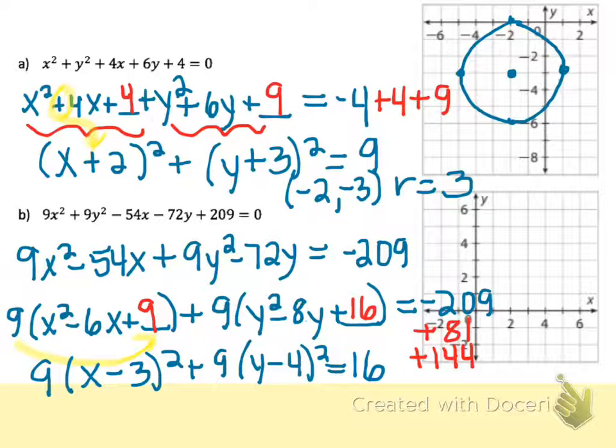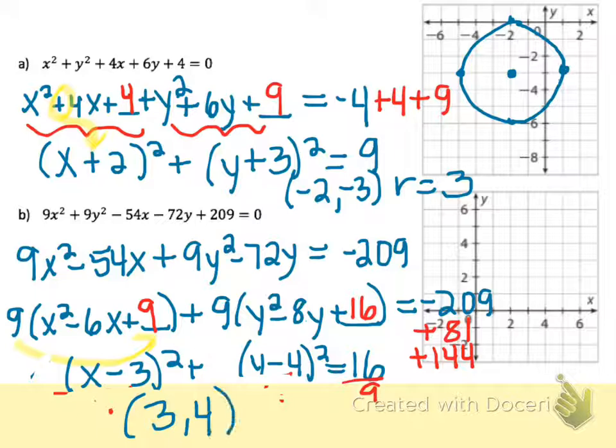So now I've got to just divide the 9 off. So everything gets divided by 9. This divides by 9. This divides by 9. This divides by 9. And then identify the center and the radius. So the center now, since these things are going to get canceled off, right? Basically, these are gone now. And my center is 3, 4. And my radius is the square root of 16/9, which is 4/3.